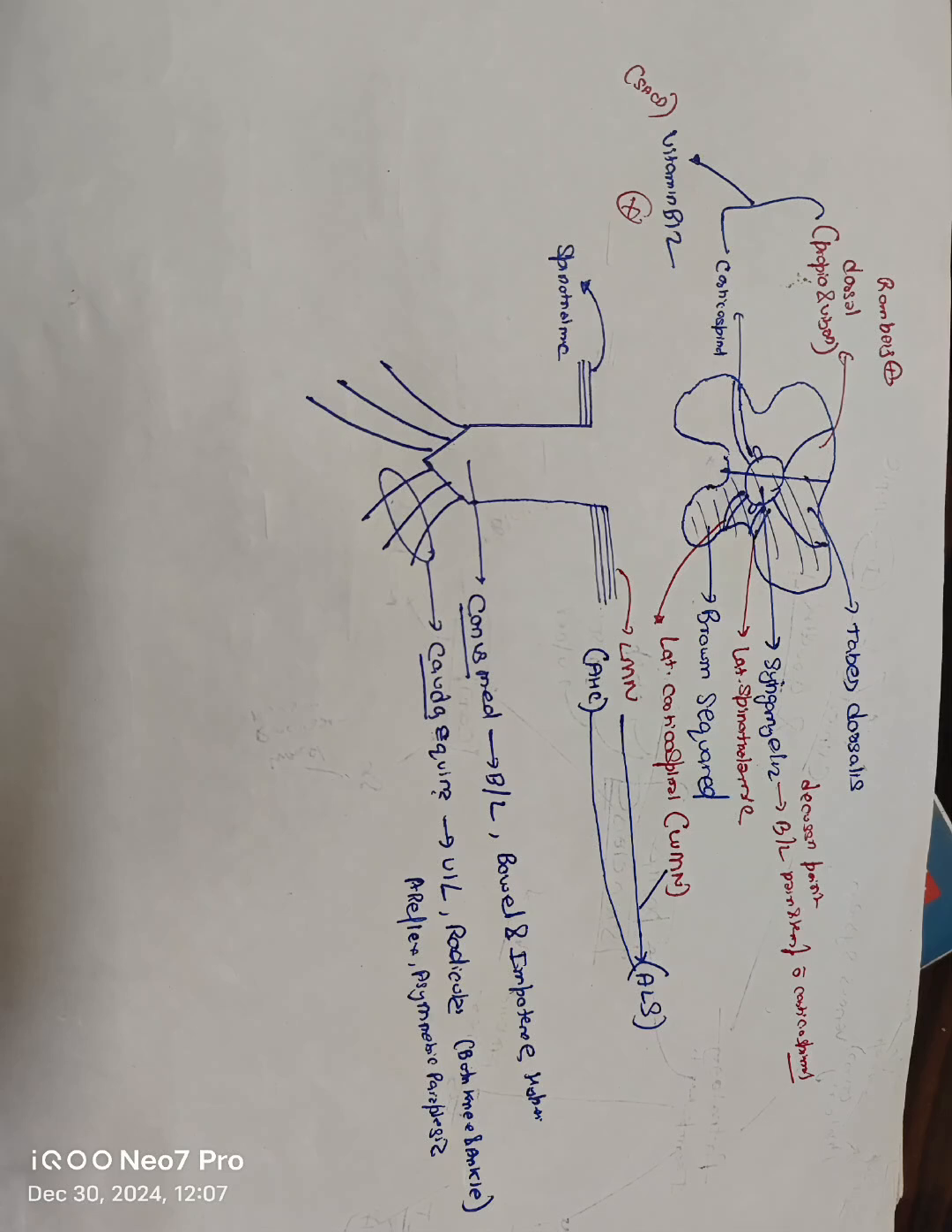And the final one, the transverse myelitis. Initially, it will have all the features of spinal shock. Later on, it will develop UMN-like features. And the final one, the Guillain-Barré syndrome, it's typically a lower motor neuron disease. So this was all about the spinal cord and related syndromes.